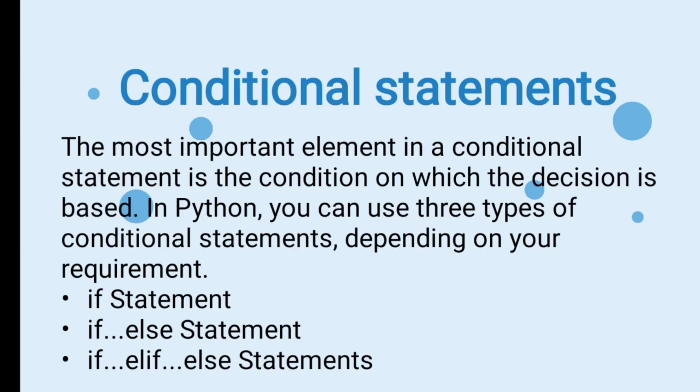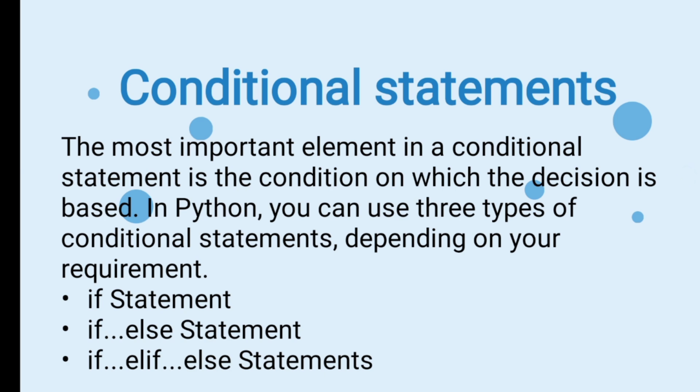Okay, now next is conditional statement. The most important element in a conditional statement is the condition on which the decision is based. So in Python, you can use 3 types of conditional statement depending on your requirement. The first is the if statement, the second is the if else statement, and the third is the if elif else statement.